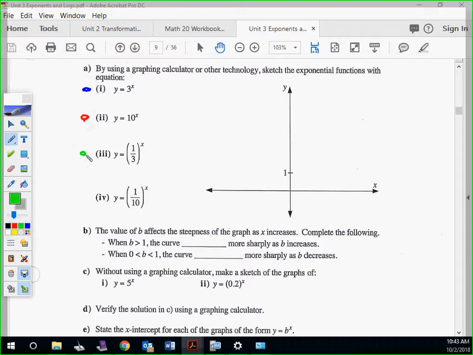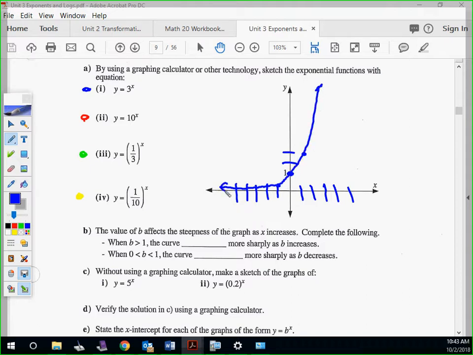So let's use all these colors here. Let's do this one first. So 3^x, we know it's going to be here. We can just do a couple points. If I put a 1 in, I'm at 3. And if I put a -1, I'm at 1/3. That's good enough for me to draw this, so it's going to look like this.